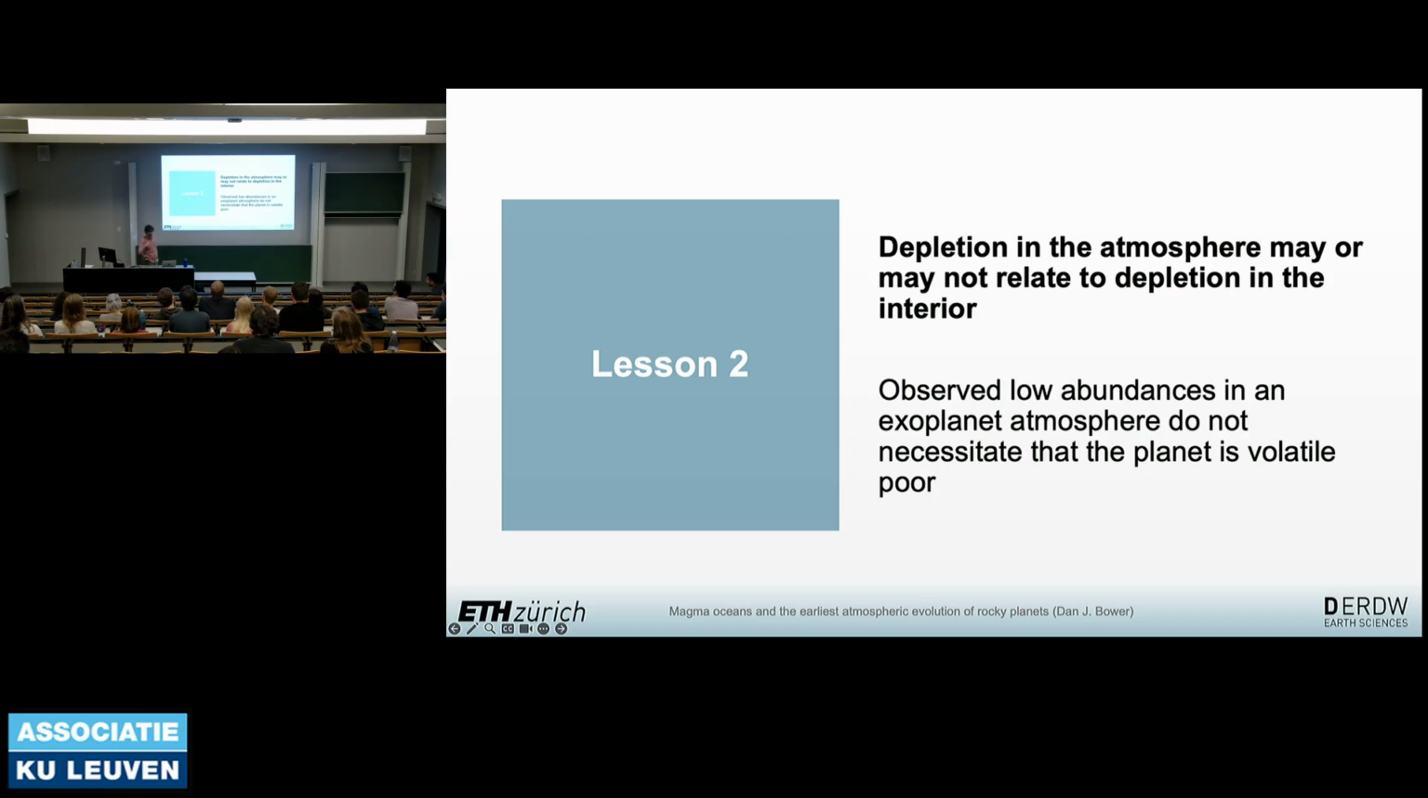But we should take into account the fact that these different species have different solubilities, and therefore we can't draw a one-to-one correlation. We have to account for the solubilities. And so observing low abundances in an atmosphere does not necessarily mean that the planet doesn't have volatiles. In fact, the planet could have lots of volatiles. They're all just inside the planet, okay?